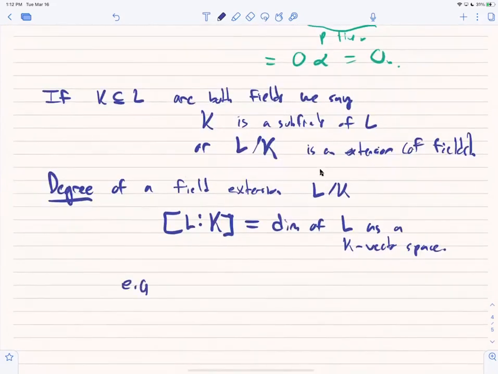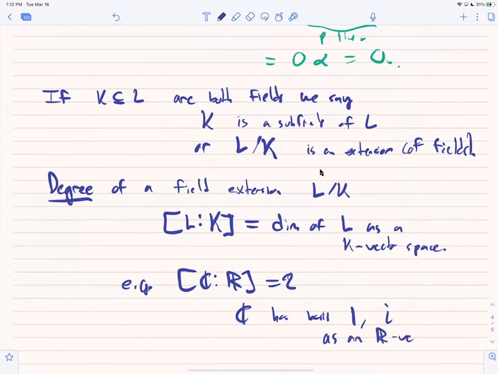So, e.g., the degree of C, the complex numbers, over the real numbers is equal to 2 because C has basis 1 and i as an R vector space. Definitely C is an extension of the real numbers. The real numbers are a subfield of the complex numbers, and any complex number is just a real number times 1 plus a real number times i. It's the real and imaginary part. And so that's telling you that 1 and i are a basis for the complex numbers as a real vector space.